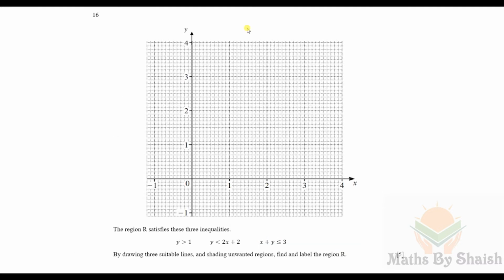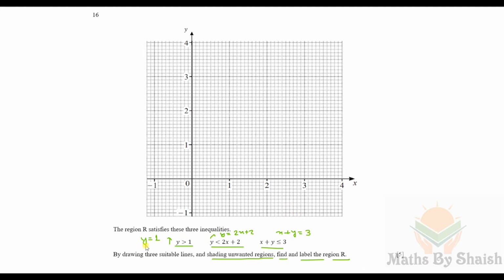Here's question number 16. The region R satisfies these three inequalities. By drawing suitable lines and shading unwanted regions, find and label the region R. So we will see this corresponding to y greater than or less than 1. The lines would be y equals 1, y equals 2x plus 2, and x plus y equals 3. So we'll sketch these lines.